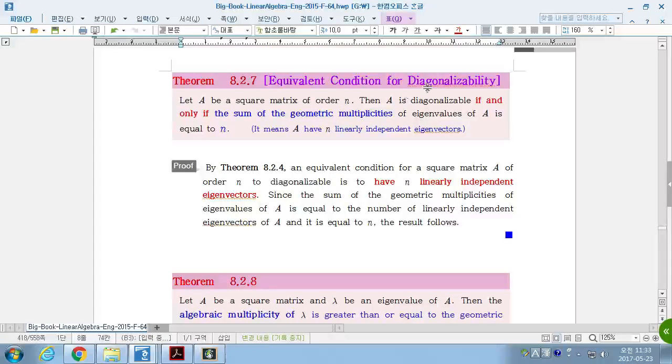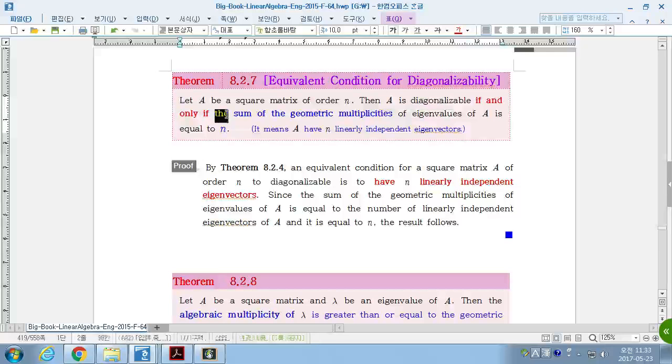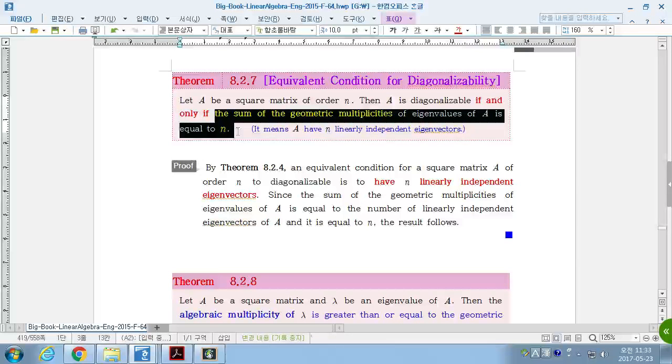Equivalent condition for diagonalization. An n by n square matrix A is diagonalizable if and only if the sum of geometric multiplicity of eigenvalues of A is equal to n. 자, n개의 리니어 인디펜던트 아이겐벡터를 가져야 되는 거죠? 대각화 가능하려면 if and only if.